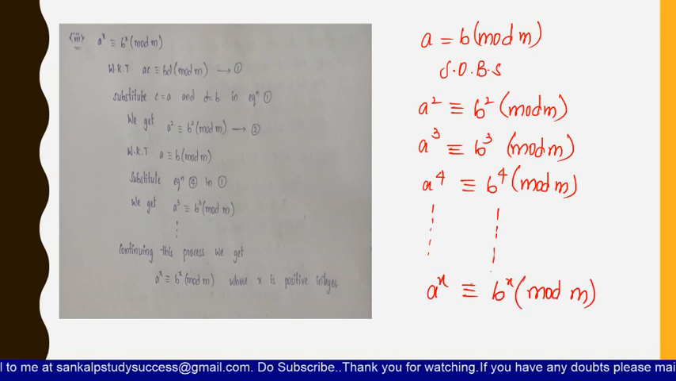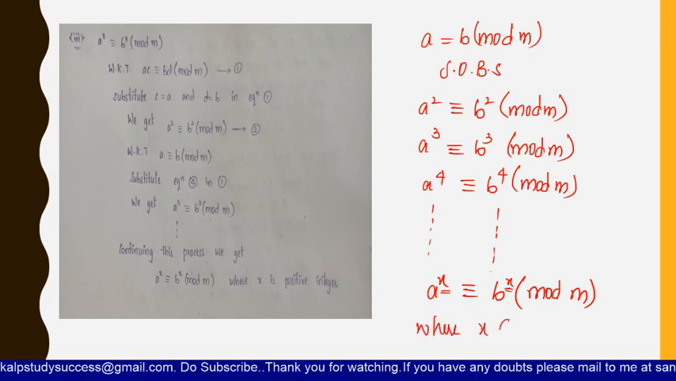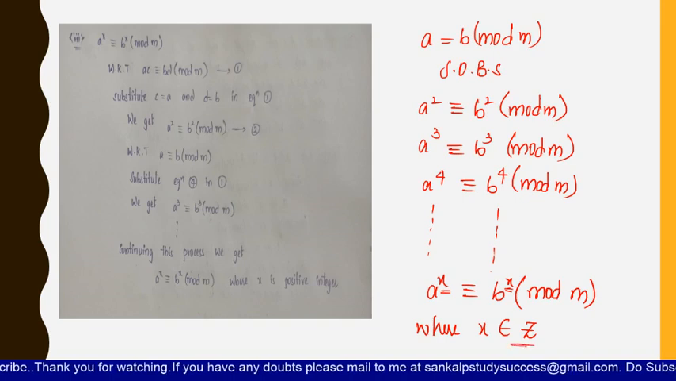So here, what does this x represent? x belongs to integers, because here you are just adding 1, then again you are adding 1 to 2, again you are adding 1 to 3, so that it goes on and it will remain up to a power x is congruent to b power x mod m. So here x is a positive integer. Okay, x is a positive integer.